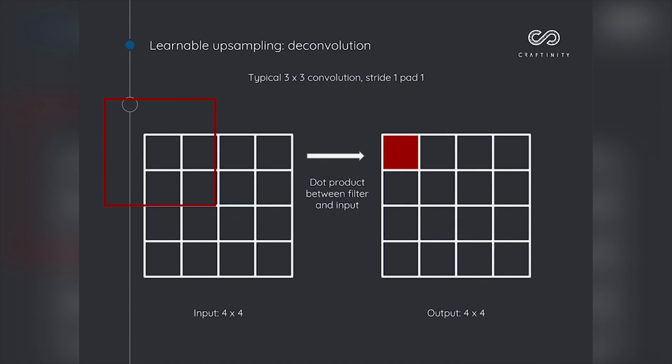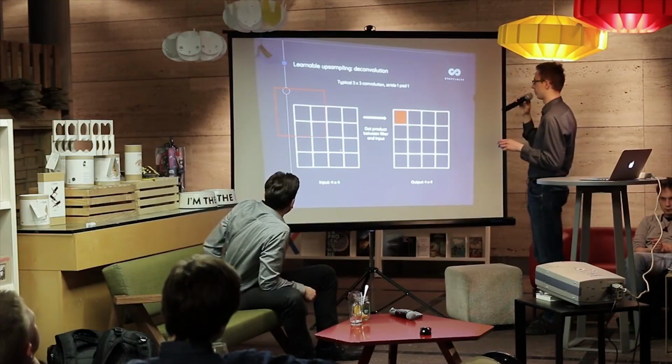And how does it work? Stride 1 means that we are going with a step of 1 with a sliding window, and pad 1 means that we are increasing the original input by a padding of size 1 around the input.